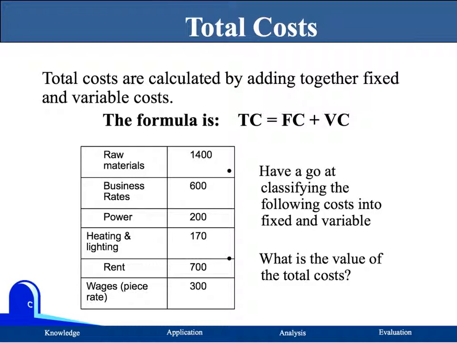As business studies students, you will be expected to calculate total costs. In order to calculate total costs, all you need to do is fixed costs plus variable costs. So if fixed costs were £500 and variable costs at your maximum output were £600, then your total costs would be £1,100.